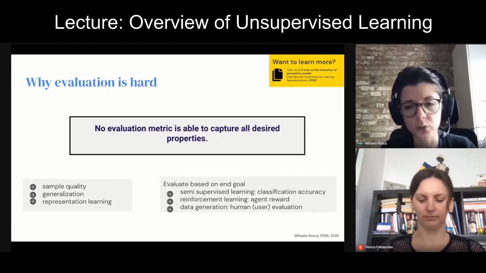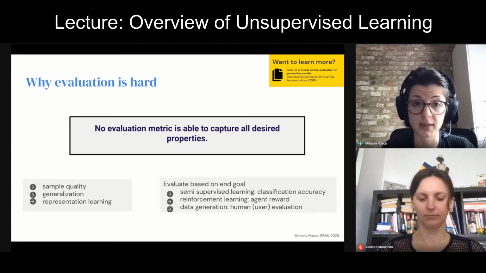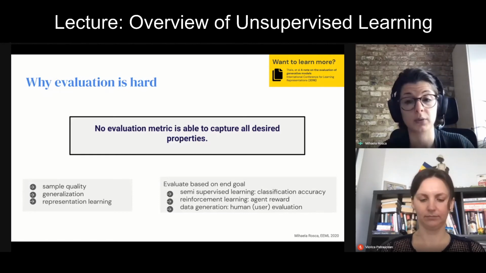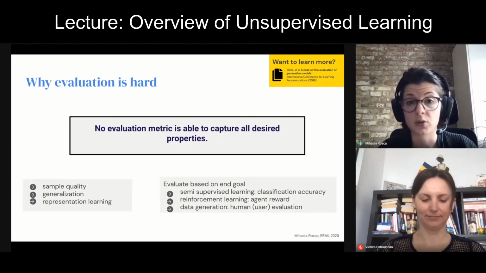So if you want to do semi-supervised learning, then integrate your unsupervised learning into your pipeline, just like we've seen at the beginning of the talk, and see how well you're doing in terms of classification accuracy. Do you want to do reinforcement learning? Then look how much it's helping your agent learn, and so on and so forth. This makes it harder in terms of papers to compare, but if you care about an end goal, this is the best way to evaluate your model.